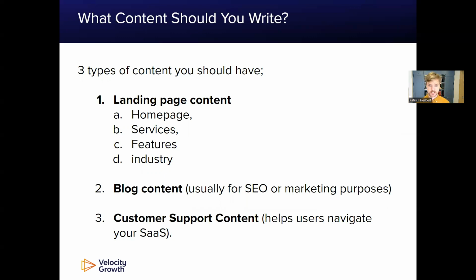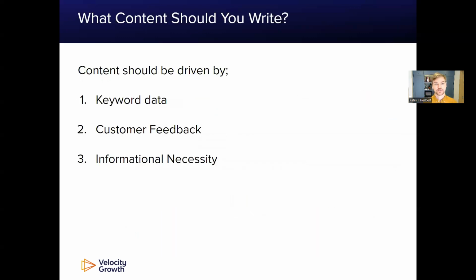Customer support content, again, we just covered that, so I won't go into it again. So now we know the types of pages. Let's look at what it's driven by. In my opinion, it should be driven by these three things: keyword data, customer feedback, and informational necessity. Now you can imagine that informational necessity is definitely the support content, right? You need to help your users navigate your software, so you need to be writing this. But keyword data makes more sense for blog posts. Customer feedback makes more sense for maybe blog posts as well as the customer support content, right?